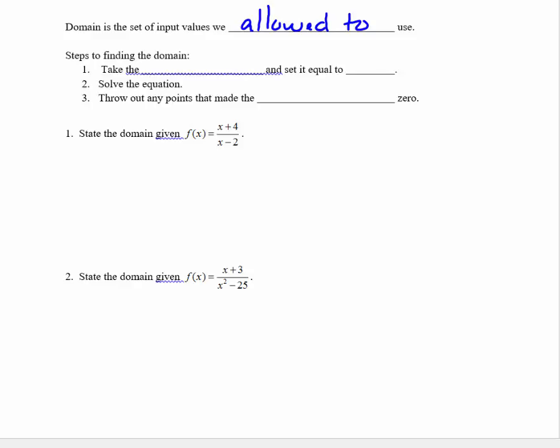First thing is you're going to take the denominator and you're going to set it equal to 0. Why would you do that? Because that's the thing you don't want to happen. You don't want your denominator ever to become 0. Then you're going to solve that equation. It should be either linear or quadratic. Then you're going to throw out any points that make the denominator 0. So get rid of those points, and that's your domain, whatever's left over.